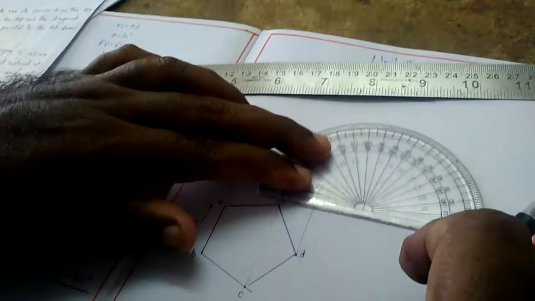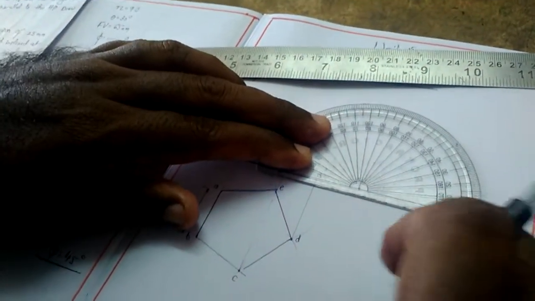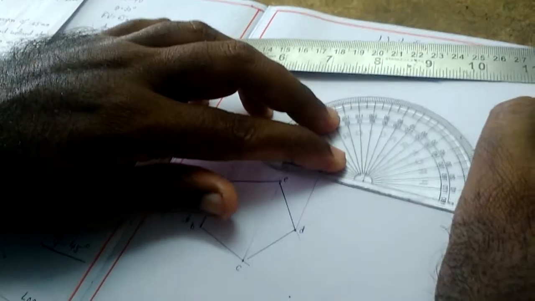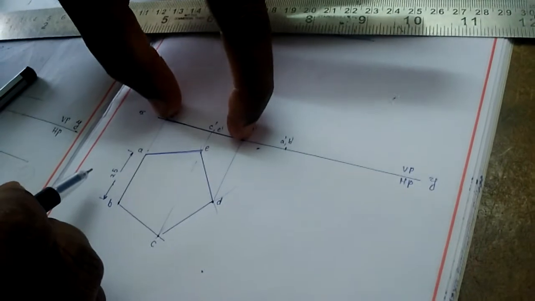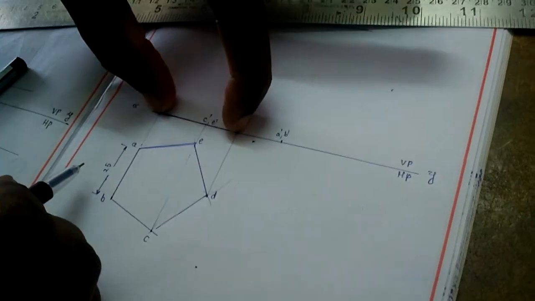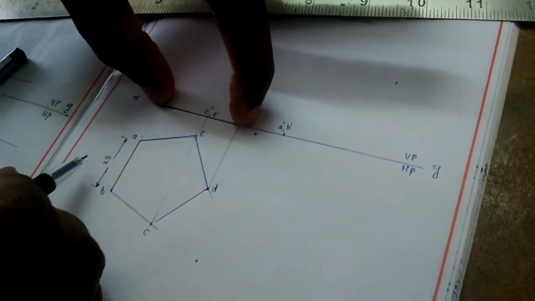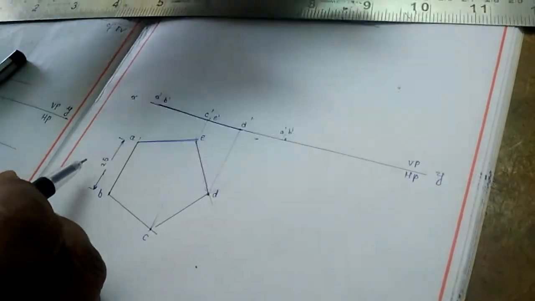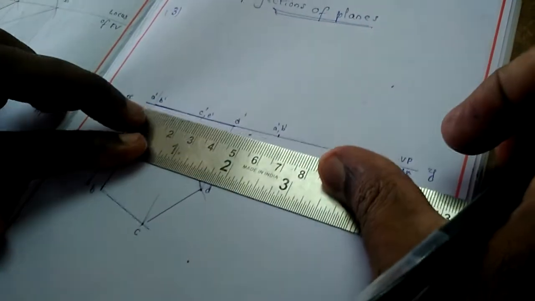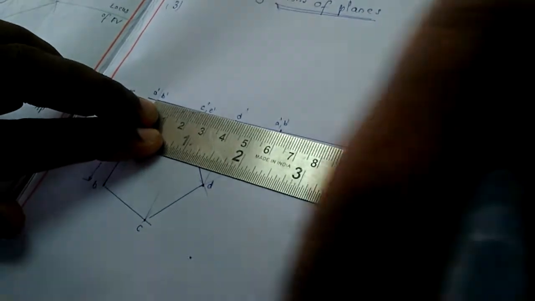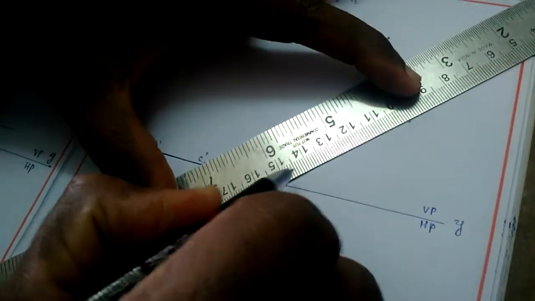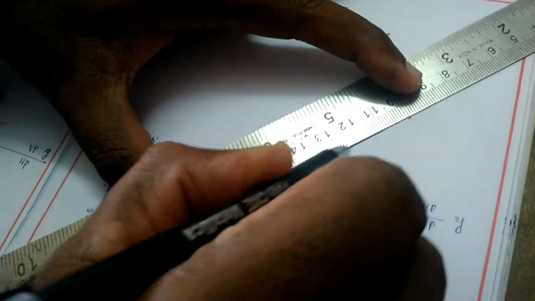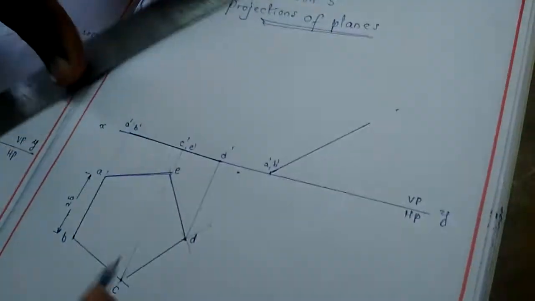Here you want to implement angle 45. Why? Because this is the change of position method. This is angle 45. So how much is the length of this line? You want to interchange this length, to change the position here. This is actually 4. So in this direction you extend 4 only. So 1, 2, 3, 4. This is called the change of position method.